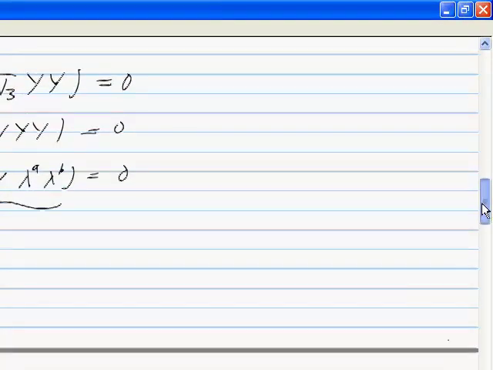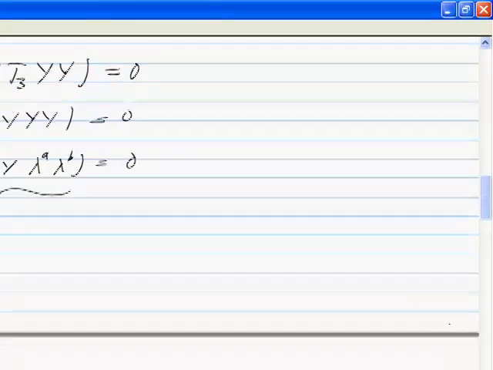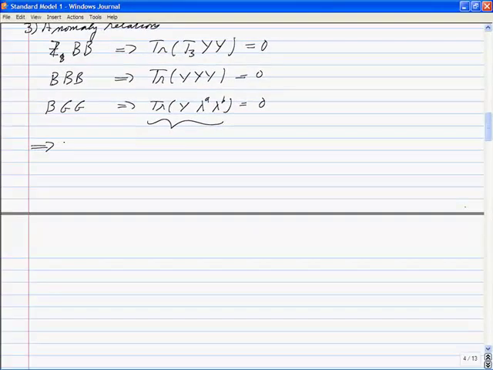This sets constraints on the hypercharge assignments.